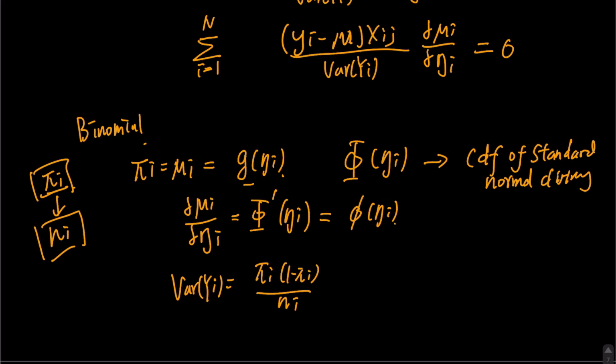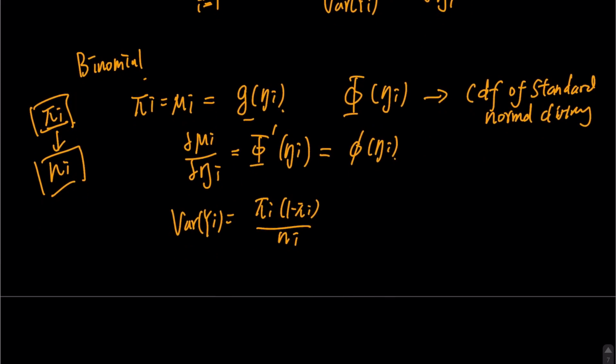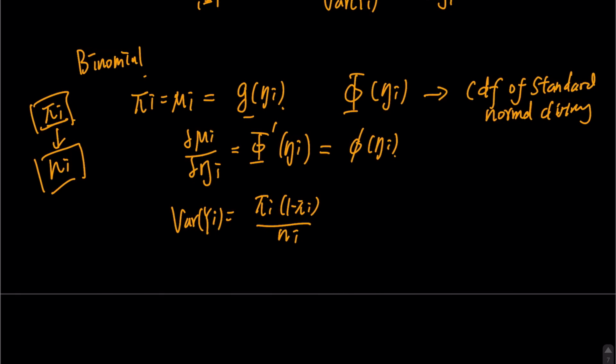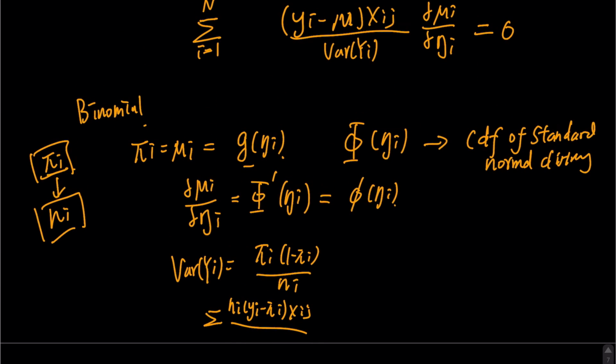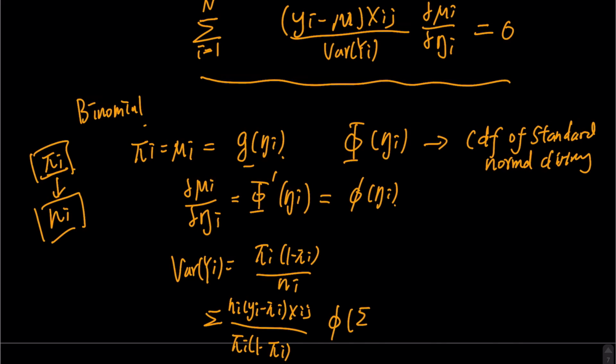And let's put everything back together into the estimating equation. All I did was substitute each component in the equation, and that's what I get. You can solve this equation to get the beta.